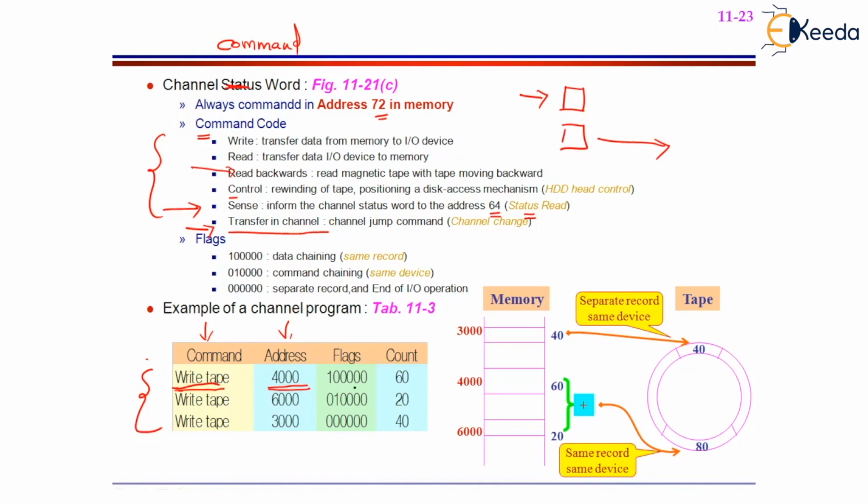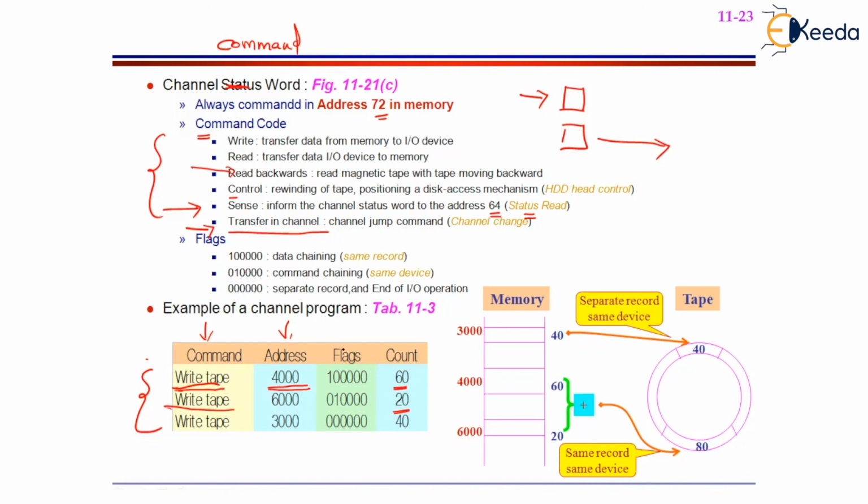We'll talk about this flag. Count is 60. What is 60? From 4000 onwards, 60 data words must get transferred to the tape recorder. Right after that, there is one more command that is issued, that is write tape. After the 60 words, there have to be 20 words again.